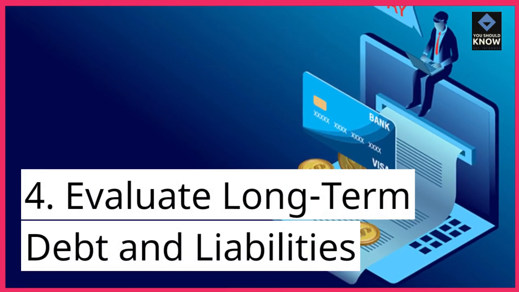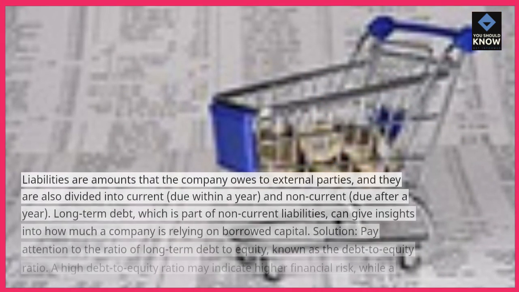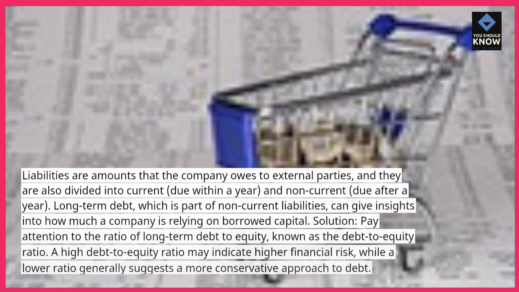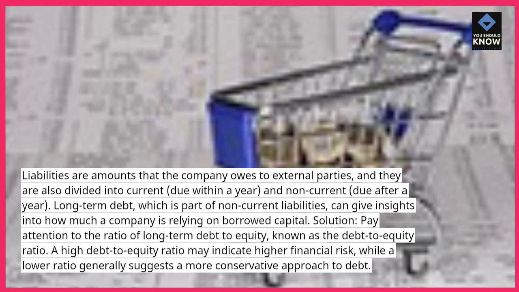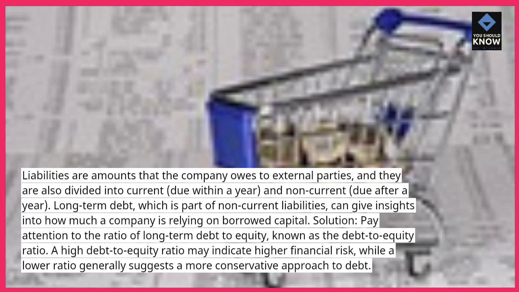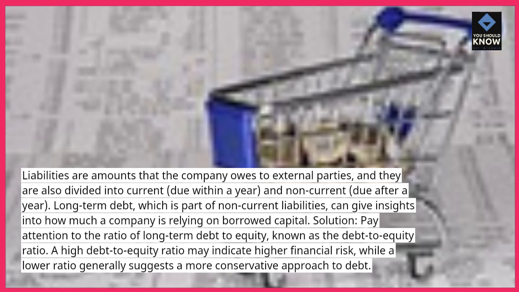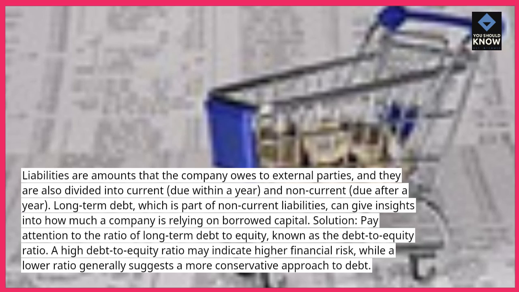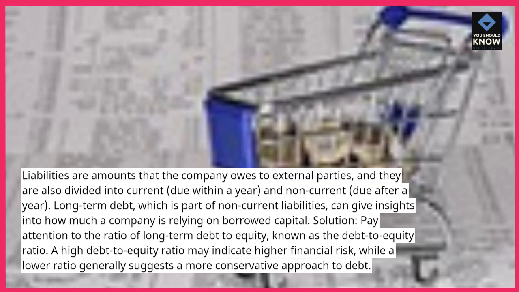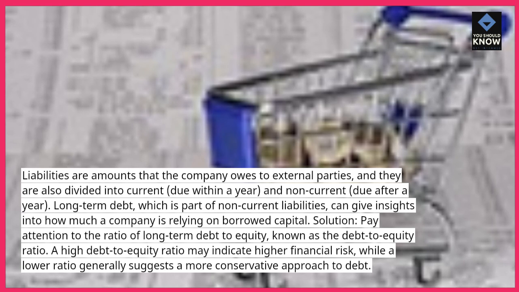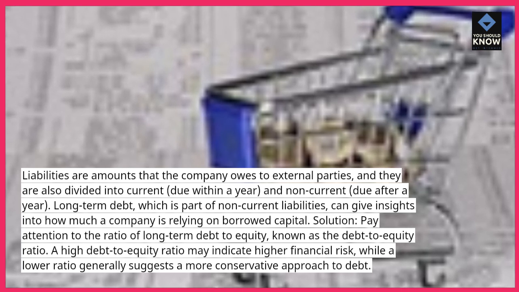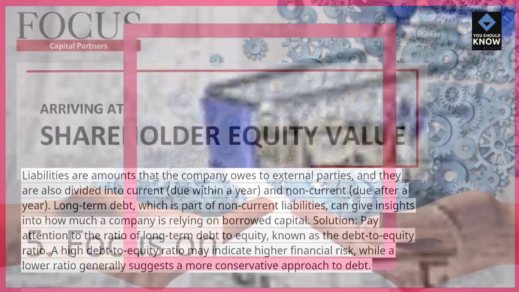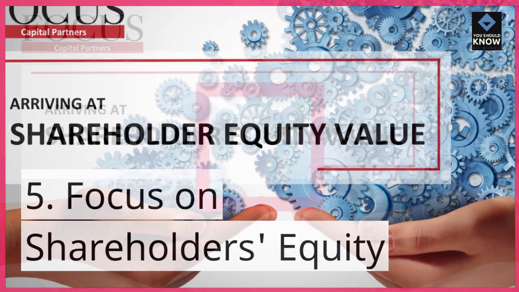4. Evaluate long-term debt and liabilities. Liabilities are amounts that the company owes to external parties, and they are also divided into current, due within a year, and non-current, due after a year. Long-term debt, which is part of non-current liabilities, can give insights into how much a company is relying on borrowed capital. Solution: pay attention to the ratio of long-term debt to equity, known as the debt-to-equity ratio. A high debt-to-equity ratio may indicate higher financial risk, while a lower ratio generally suggests a more conservative approach to debt.